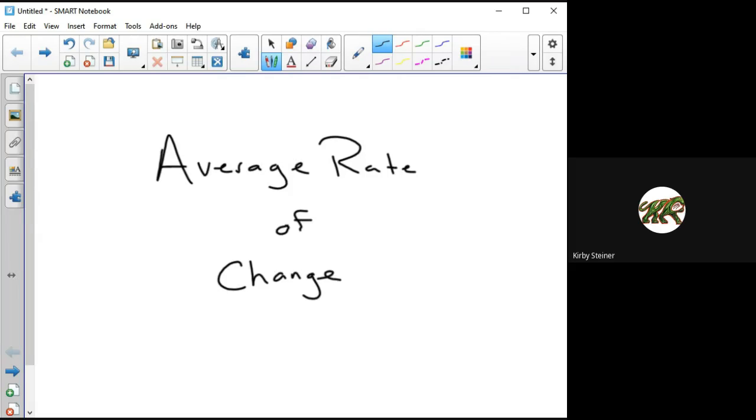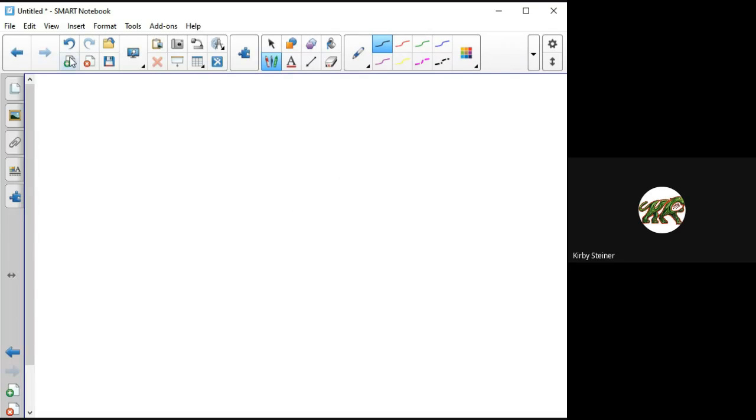This is one of the key features of functions that we were looking at earlier. We looked at intervals, symmetry, parent function classes. Another feature of functions that we're going to emphasize is this idea called the average rate of change. So what is the average rate of change? The average rate of change answers the following question.